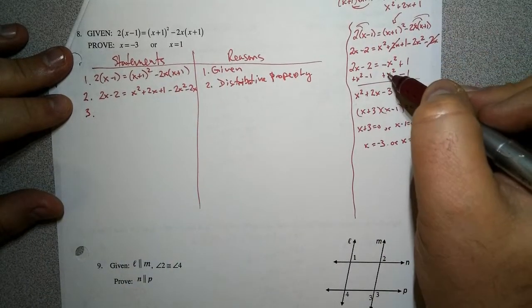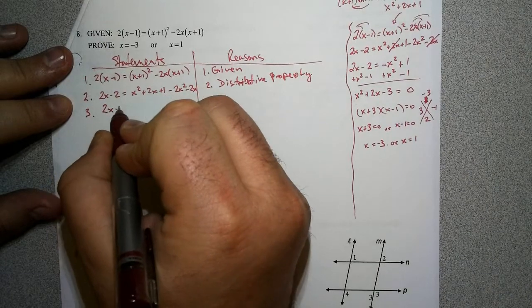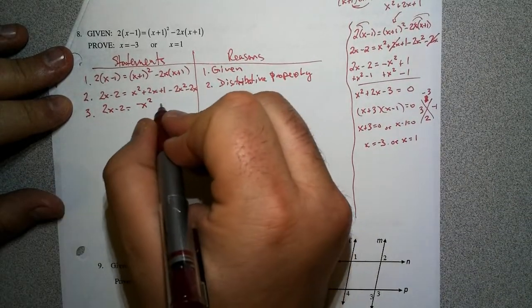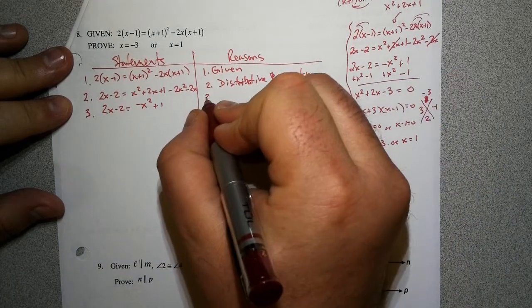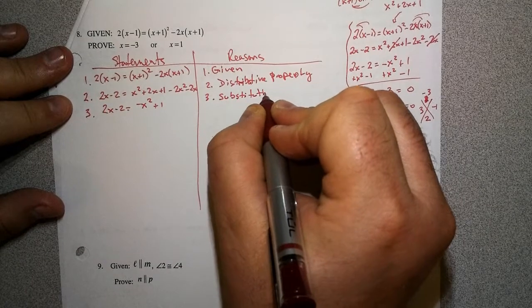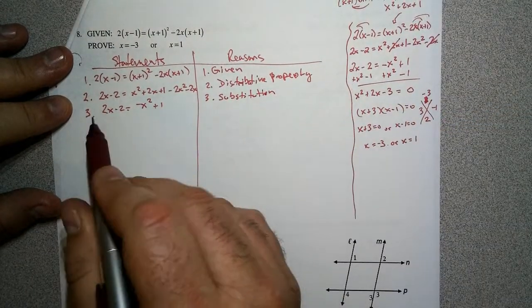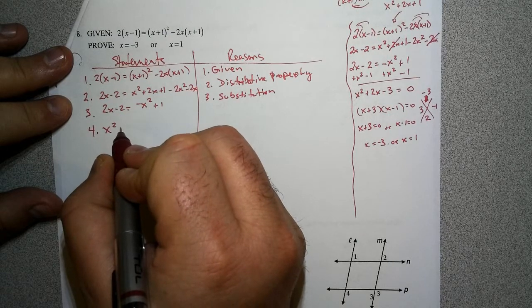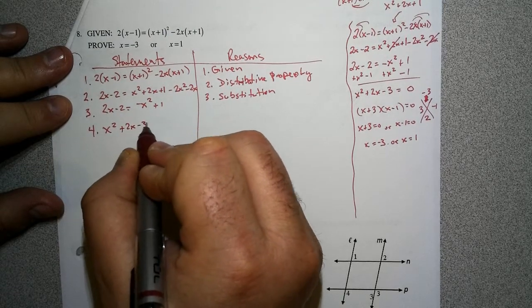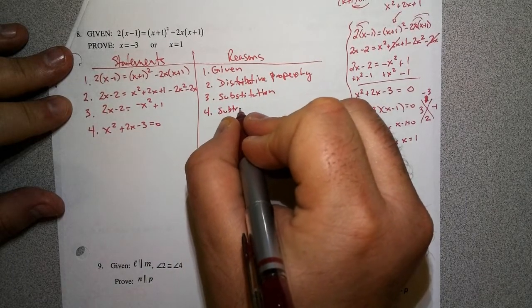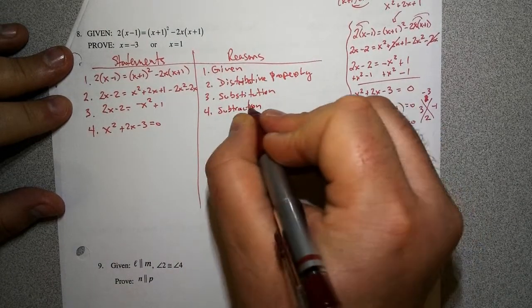Next, we combine like terms. So we ended up with 2x minus 2 equals negative x squared, and then plus 1. So this would be either combine like terms or substitution. Then I moved everything over on this side. So I ended up with x squared plus 2x minus 3 is equal to 0. So that was just either addition or subtraction property of equality. It doesn't matter which one you put down.